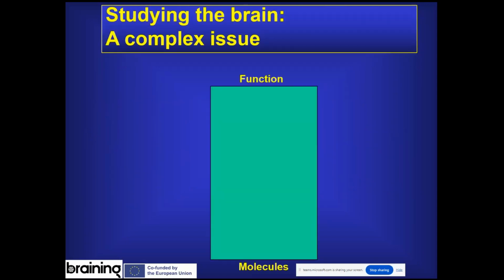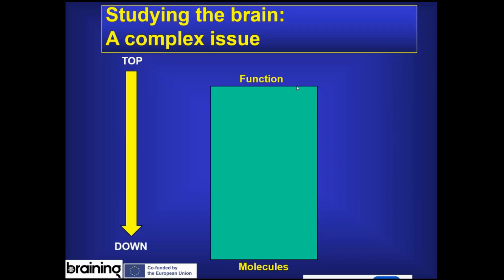So, as we know, studying the brain is a very complex issue, because for all the types of studies we do in biological systems, we always go from functions to the molecules involved, or vice versa. And for this, we can use two approaches. We can use what we call a top-down approach. So we start from a function, and we go down to see which are the molecules involved in this function. Or we can do the opposite. We can use a bottom-up approach, going from given molecules to understand the function in which they are involved.